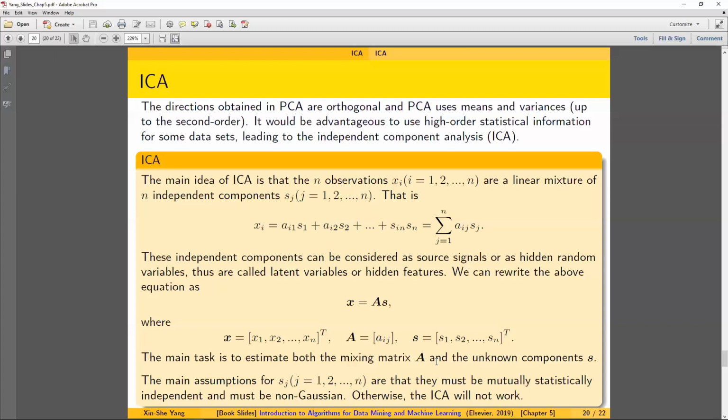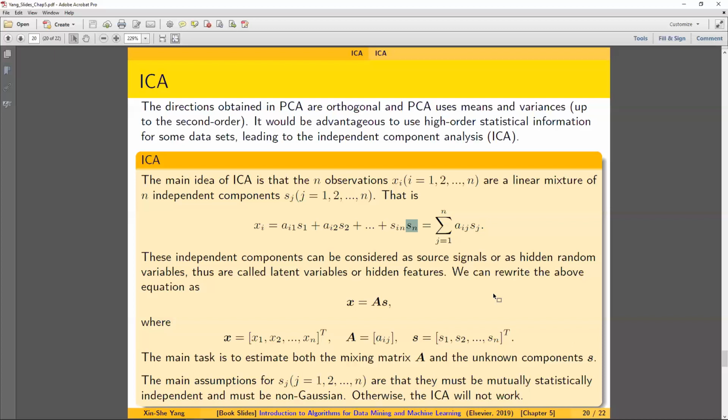So what it's trying to do is, we have n observations of xi, 1 to n, and it's a linear mixture of n independent components coming from S1, S2, Sn. How can we identify those components? What we observe is really x. We don't know the s. S is something hidden, right?